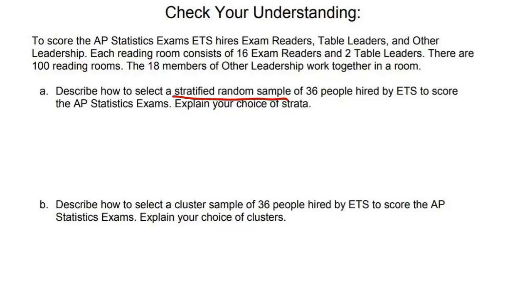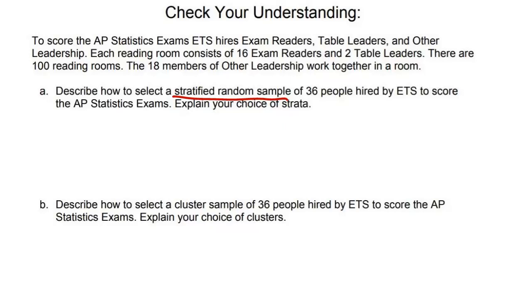Cluster sampling, again, I'm looking at, are they grouped together already nicely for me? Are they in the same general location? Because for cluster sampling, I want to go to one location and get a whole bunch of data. And then I want to go to another randomly selected location and get a whole bunch of data there. Stratified sampling isn't necessarily convenient, but I want to make sure that I get the opinions of all the important groups that we have. So personally, I think the strata here would be the exam readers, the table readers, and then those 18 members of other leadership that are all in a room together.